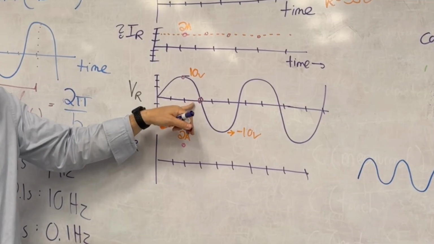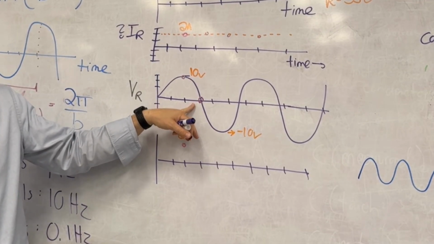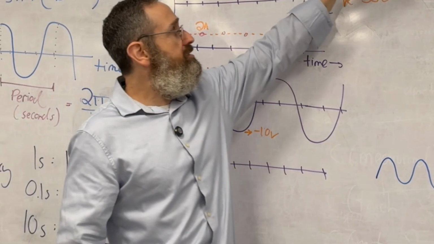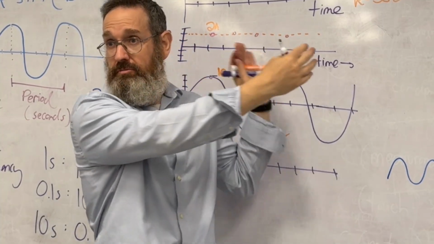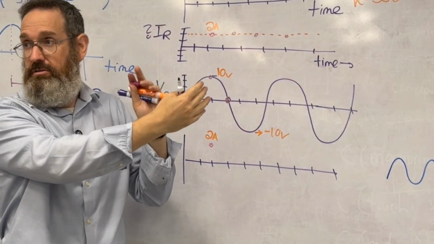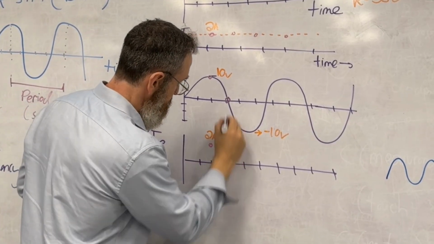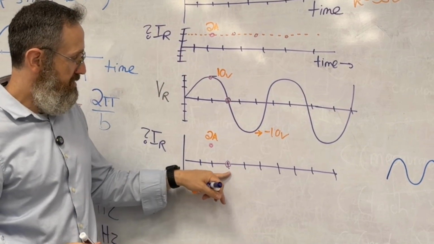But here, at this point in time, it's not positive, it's not negative. The applied voltage is actually 0. So at this instant, the voltage across the resistor is 0. There's no voltage across the resistor. So what's the associated current? Also 0. So here, I'm at 0.